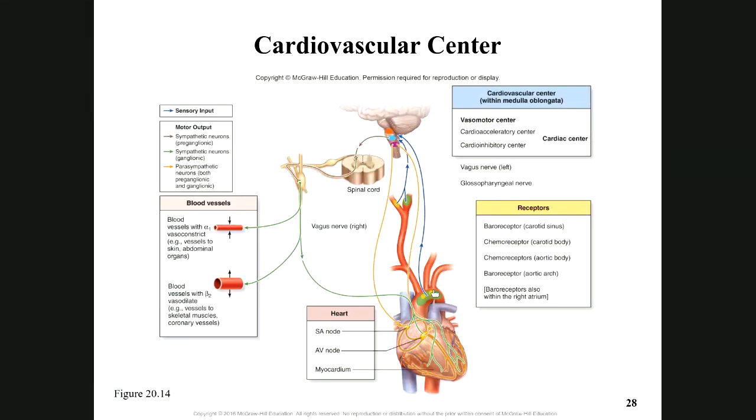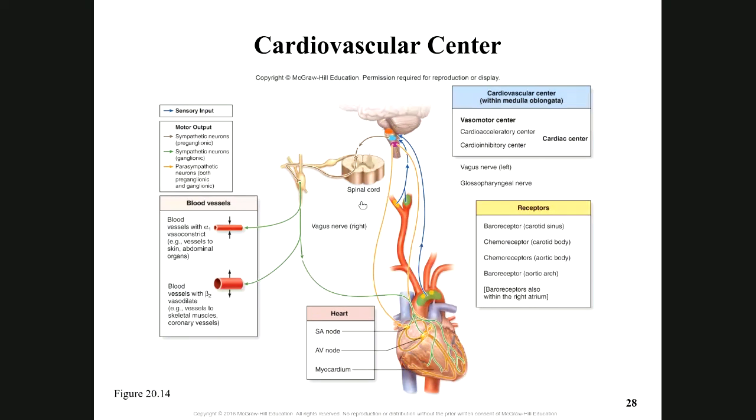The aortic arch baroreceptors can transmit their signals to cardiovascular center through the vagus nerve. And the carotid sinuses can transmit their signals through nerve number 9, and I hope you remember the name of this nerve. This is the glossopharyngeal nerve. So they bring the information to our cardiovascular center. Sometimes our sympathetic pathway becomes stimulated, and sometimes our parasympathetic pathway becomes stimulated.